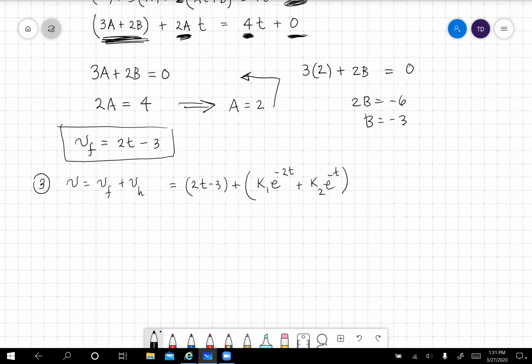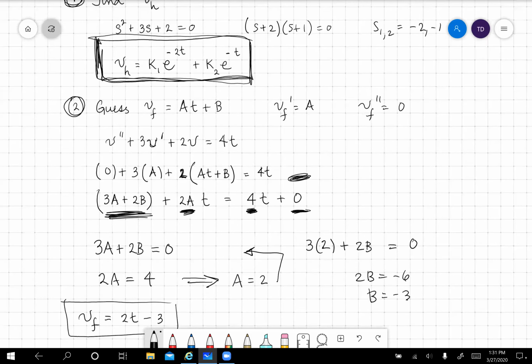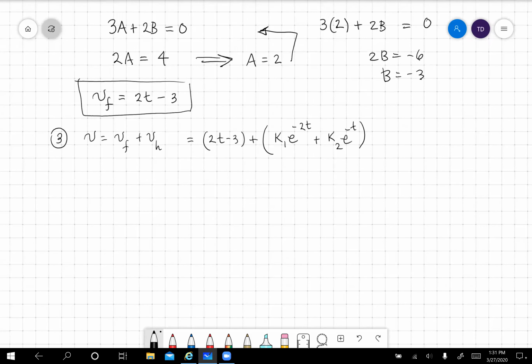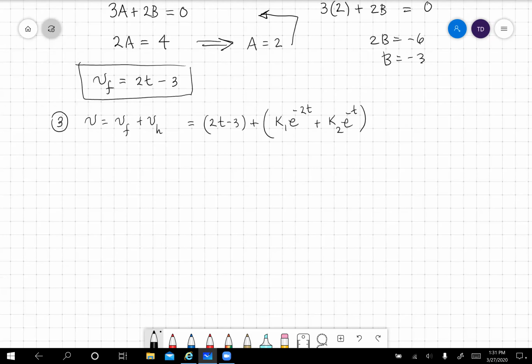I want to double check and make sure I didn't switch my K's around. K1 e to the minus 2t. Good, I did not. So that's the whole solution. So now we feel like, oh, we've got the whole solution. It feels like we're done, but we're not, because we still have K1 and we still have K2. So that's the total response.